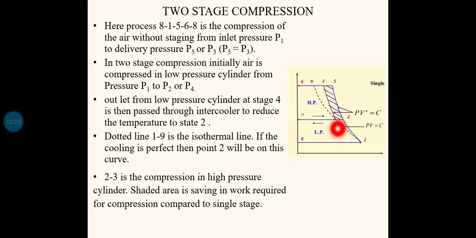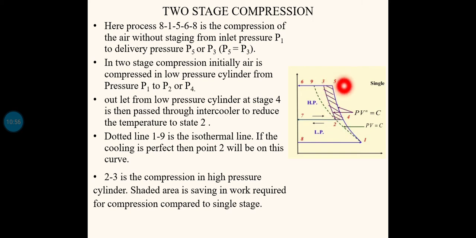In that condition, air enters the second cylinder where it is further compressed to a final state of 3. So this is the second compression process. 2-3 is the second stage of compression. This again follows the polytropic law, PV raised to n is equal to constant. All processes I am assuming as polytropic compression for simplicity of explanation. So actually what is happening here is that from the inlet pressure P1 we are compressing in two stages to a final pressure of P3.